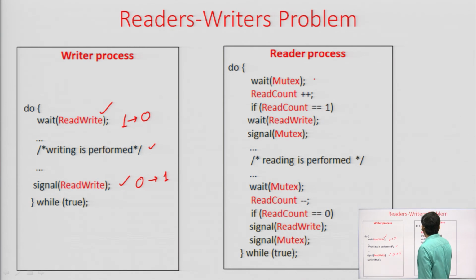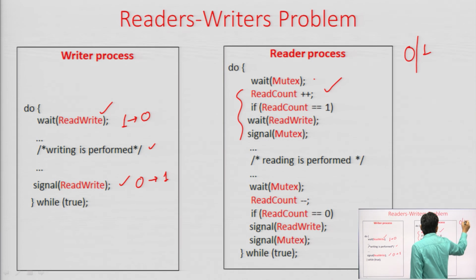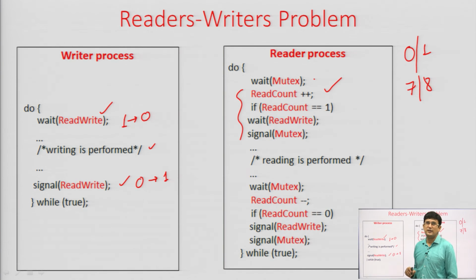So, we are doing all these computations in a mutually exclusive way. First, if this is the reader process, obviously the read count will be incremented by 1. If there were 0 read operations, that should come to 1 now. If there were 7 read operations, let us increment it to 8 now. Now, if the read count is 1, it means this is the first read operation, then we should restrict the write. Since the reading has started, writing should not take place. So, that is why wait on the read write. Read write is the semaphore value.